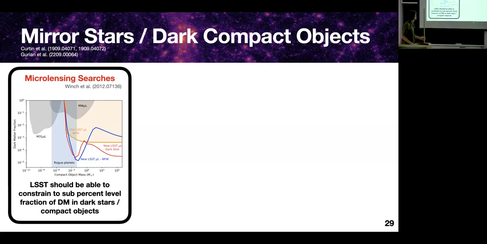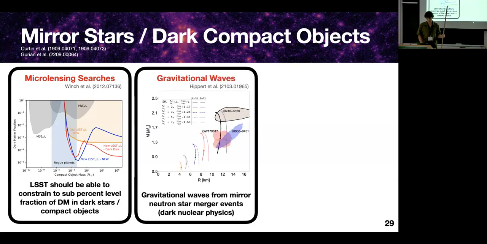And so this work showed that LSST should be able to constrain a sub-percent level fraction of dark matter in these compact objects, whether it's in a spherical or dark disk configuration. If you want to get a bit more exotic and start to reach into this dark nuclear physics territory, you can start to think of mirror neutron stars. And then of course their merger events will create gravitational waves that you can try to diagnose and look for.